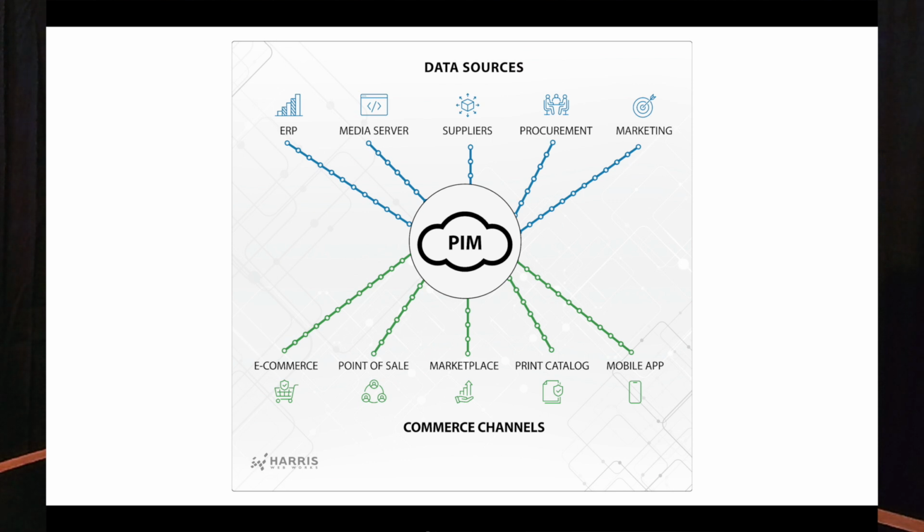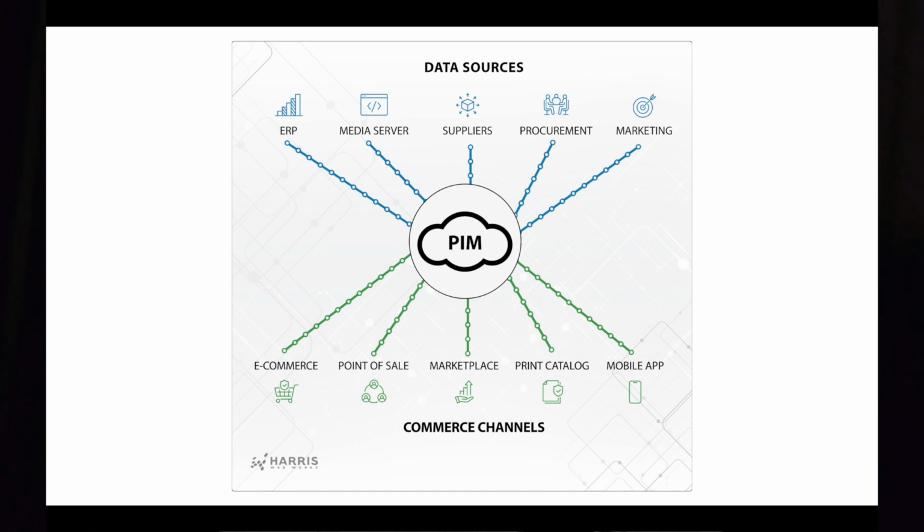The other sources for your data might be a media server, your suppliers, that's a big one that's really important, procurement, and marketing, essentially your marketing data that might be coming in from your marketing department, might also come in from your partners and your suppliers. So once that data is in the system, it will go out to your channels. If you're selling these products on a website, that'd be your first point. You would prepare the product data in the PIM, enrich the product data in the PIM, and then push it out to your e-commerce.